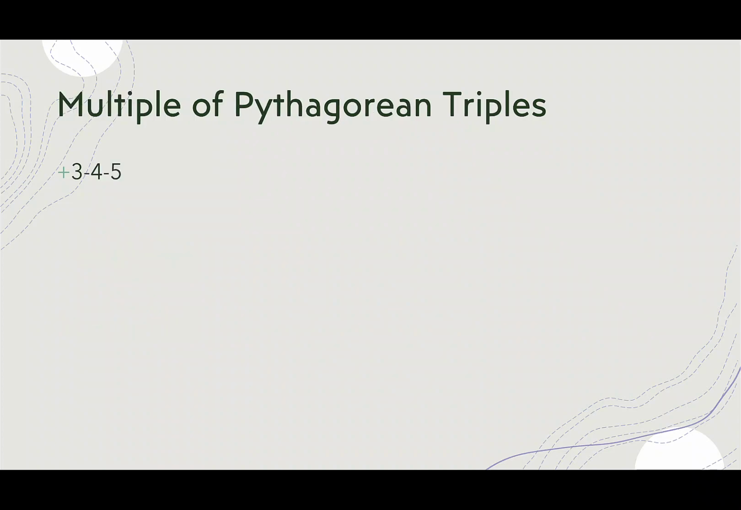Any multiple of a Pythagorean triple will also be a Pythagorean triple. So say I take 3, 4, 5 and I multiply it by 2. I'll have 6, 8, 10. You could check it. 6 squared plus 8 squared will give you 10 squared. I could multiply 3, 4, 5 by 3 and have 9, 12, 15. Knowing the triples exist will help you start identifying them in problems.